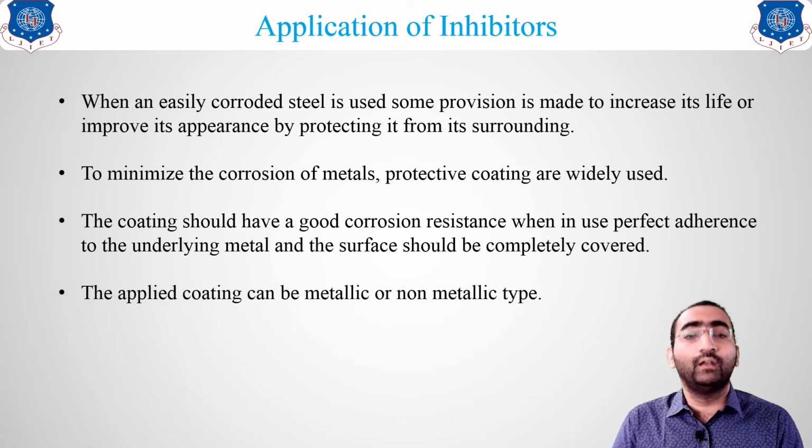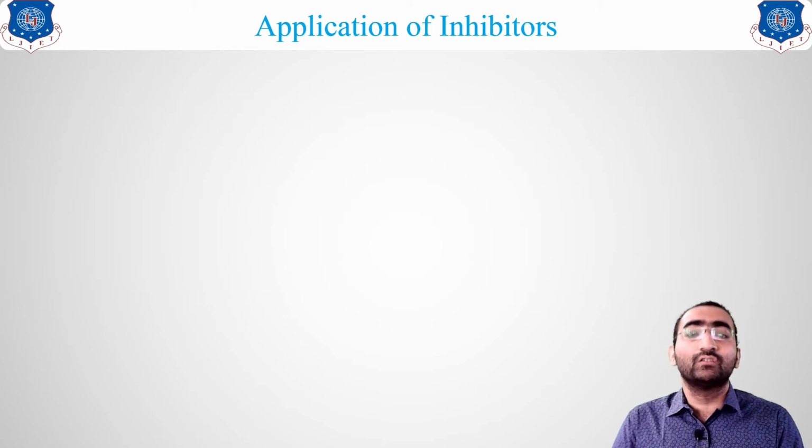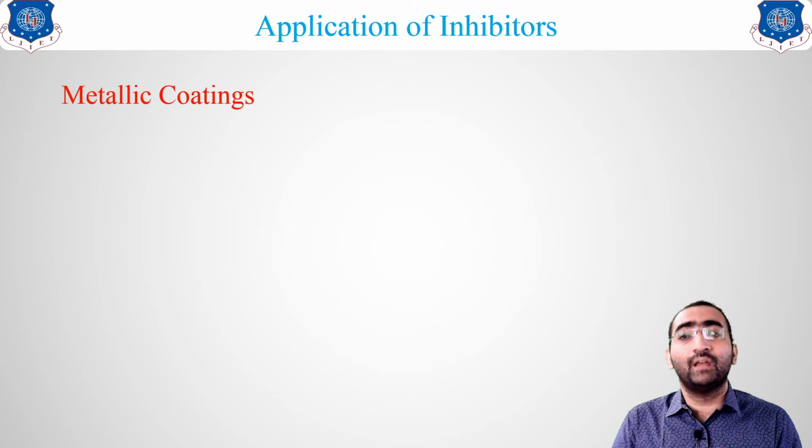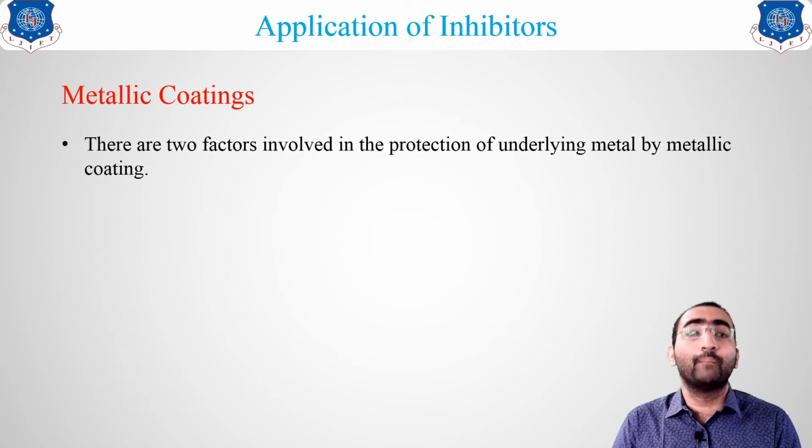So the applied coating can be either a metallic coating with the help of oxide, or you can go for non-metallic coatings also. Clear? So this was the application of inhibitors in the anodic and cathodic way. The second one we are going for, that is the metallic coatings we are applying. We are going for the metallic coating.